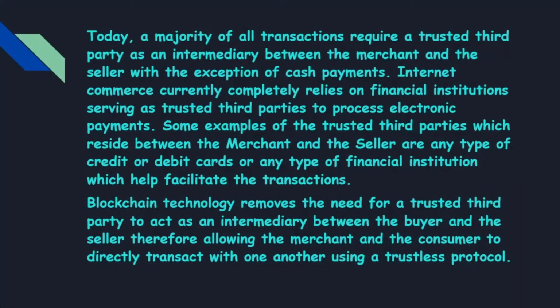Today, a majority of all transactions require a trusted third party as an intermediary between the merchant and the seller, with the exception of cash payments. Internet commerce currently completely relies on financial institutions serving as trusted third parties to process electronic payments. Some examples of the trusted third parties which reside between the merchant and the seller are any type of credit or debit cards or any type of financial institution which help facilitate the transactions.